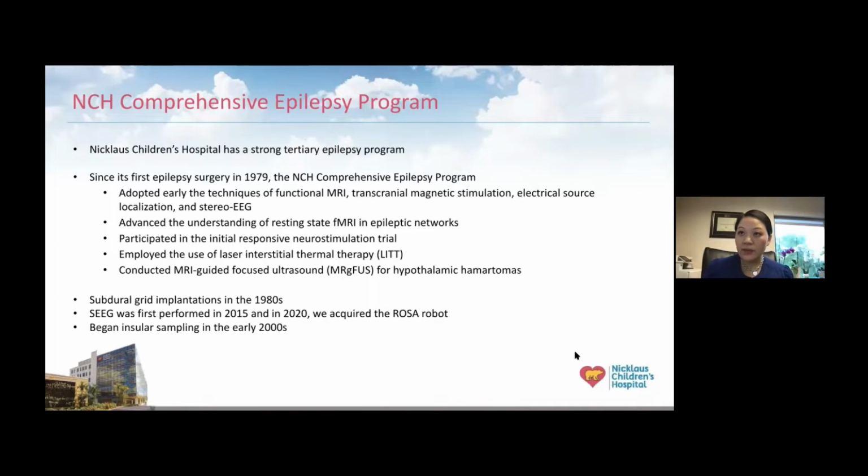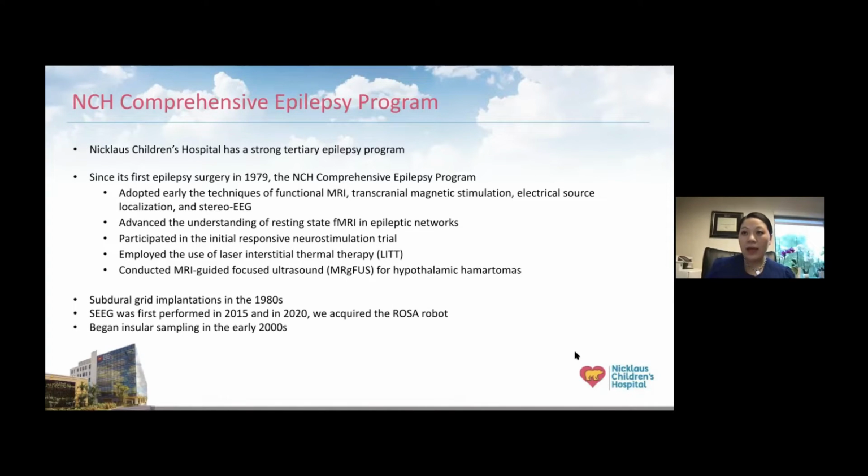So it's been an early adopter of functional MRI, transcranial magnetic stimulation or TMS, and also electric source localization with serial EEG. And this program has further advanced the understanding of resting state functional MRI and epileptic networks. It's participated in the initial responsive neurostimulation trial, and was also one of the first to describe MR-guided LITT cases in the pediatric population. And then, of course, the first in the world to perform magnetic resonance guided focused ultrasound for the pediatric population and in central brain lesions, such as hypothalamic hamartoma.